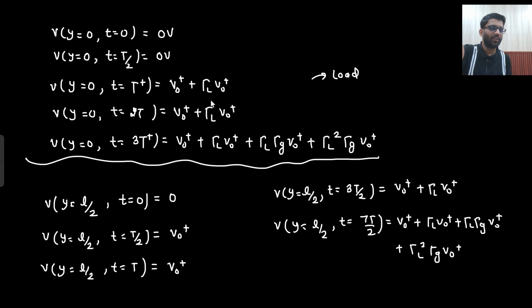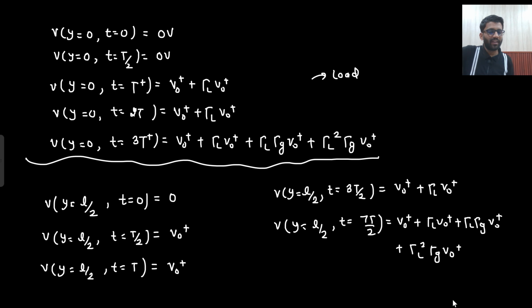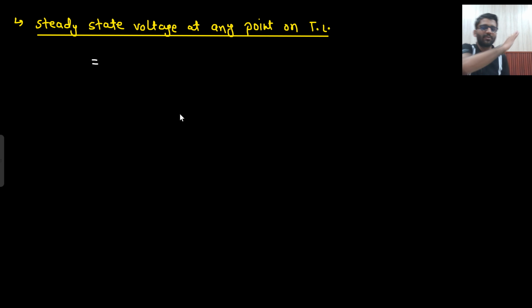Initially V naught plus, gamma L V naught plus, then gamma L gamma G V naught plus, then gamma L square gamma G V naught plus, then gamma L square gamma G square V naught plus, then gamma L cube gamma G square V naught plus. In that manner voltage is increasing. Here also voltage is increasing. Initially this was there, then this was there, which is same as this, then this was there. So in that manner voltage is increasing. So at any point on the transmission line, voltage keeps on increasing, no?